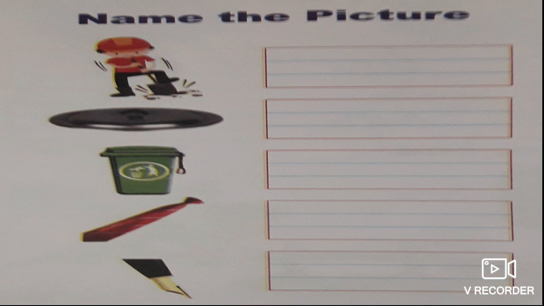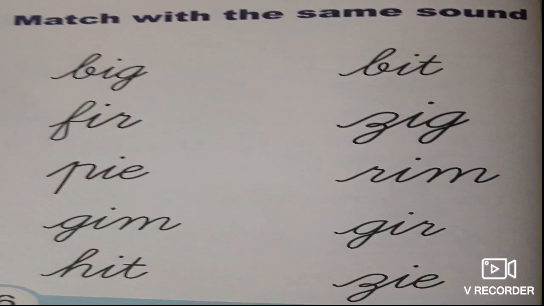After completing this name the picture, you should match the same sound word. You're going to look at the right side and left side, and you're going to compare and match. The first word is big, B-I-G, big. What is similar in this side? Zig, Z-I-G, zig. You should match big with zig.